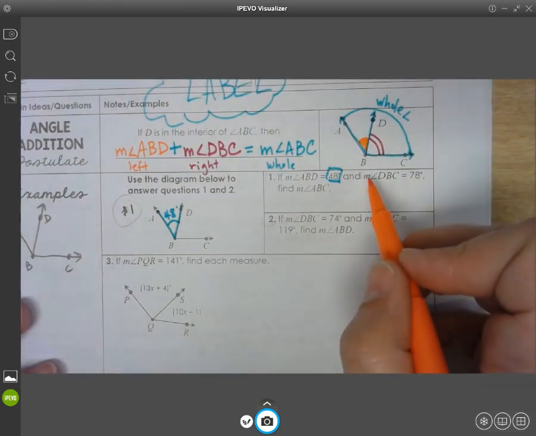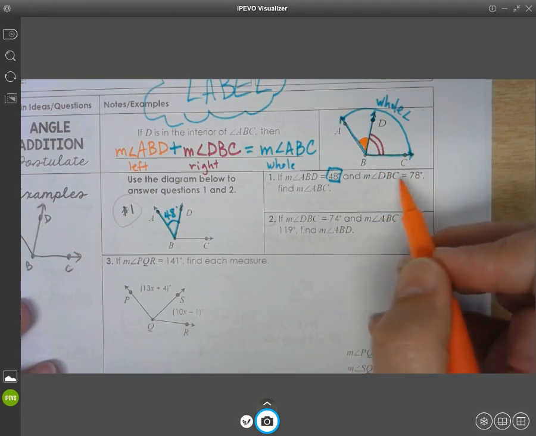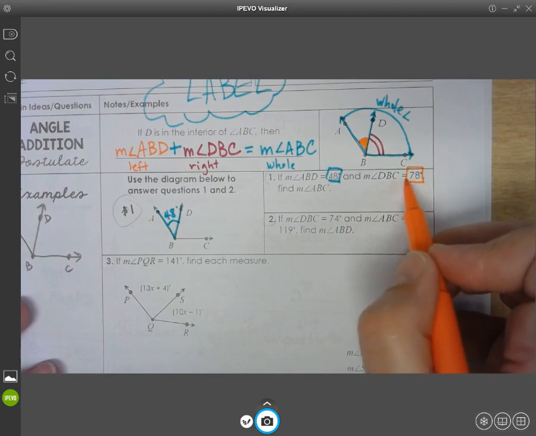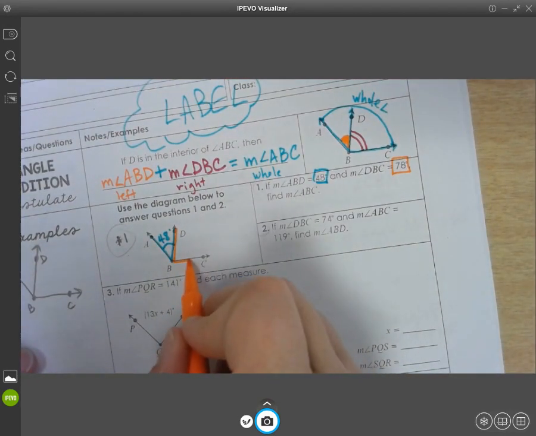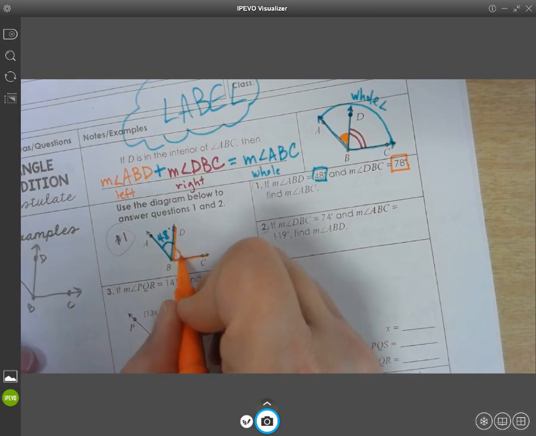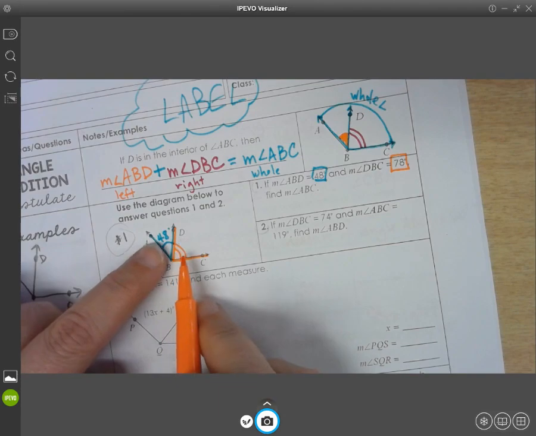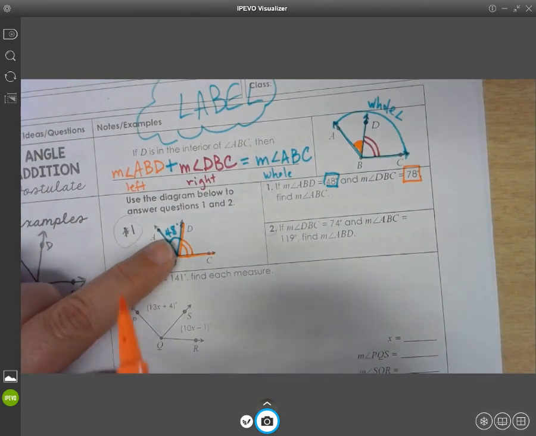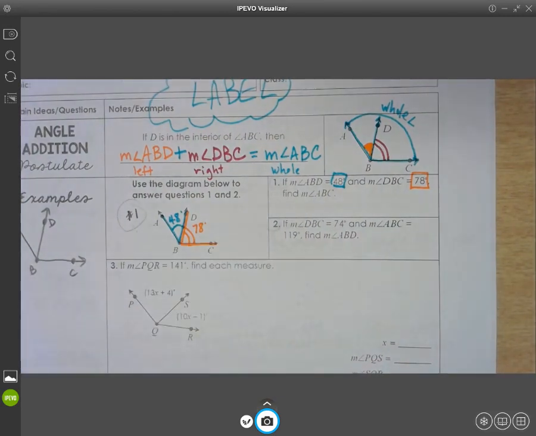And then the next one says the measure of angle DBC equals 78. So I'm going to color this orange. DBC. Now this one I'm going to put two little curves because they're not the same. If I put the same curve in both of them, that would mean that they're congruent. They're going to be equal and have the same number. But I want to put a 78 for this one.